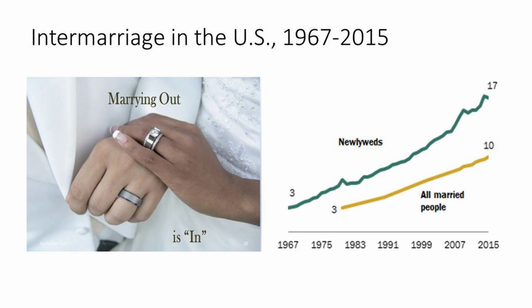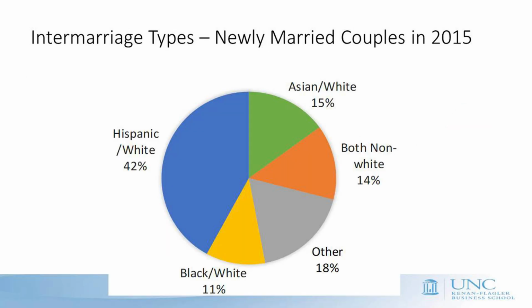Intermarriage in the US. Started tracking this in 1967. That number has been going up. It continues to go up. And this is 2015 data, it hasn't been updated. I expect it's probably going to look similar, but you see the percentages: Hispanic white, Black white, non-white, Asian and white, and other would be mixed races. So in all of those categories, those percentages are increasing.